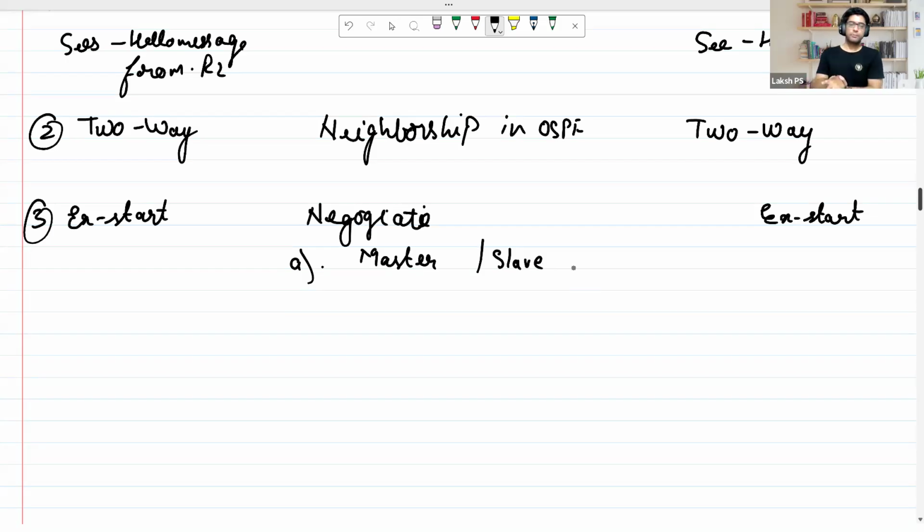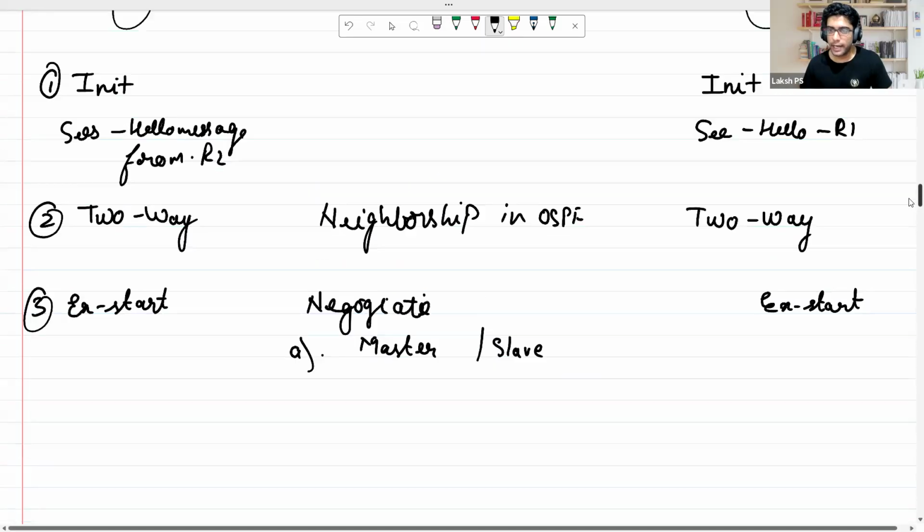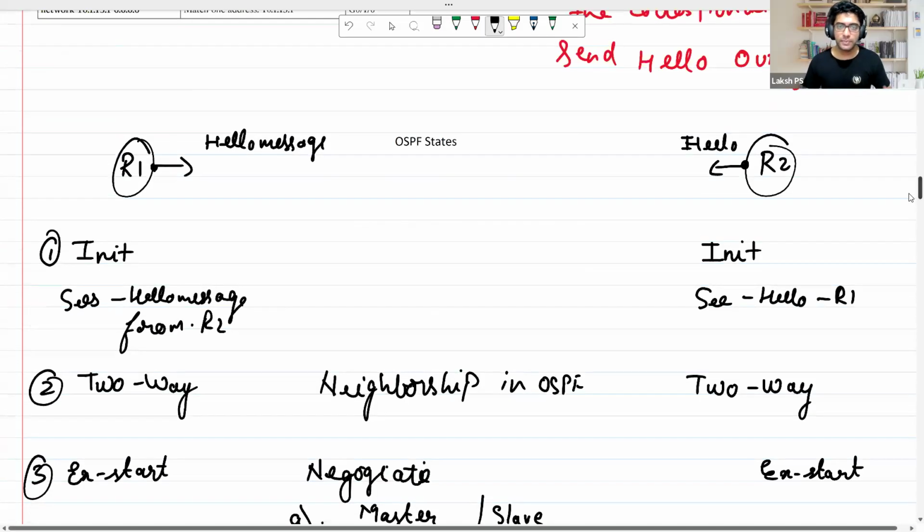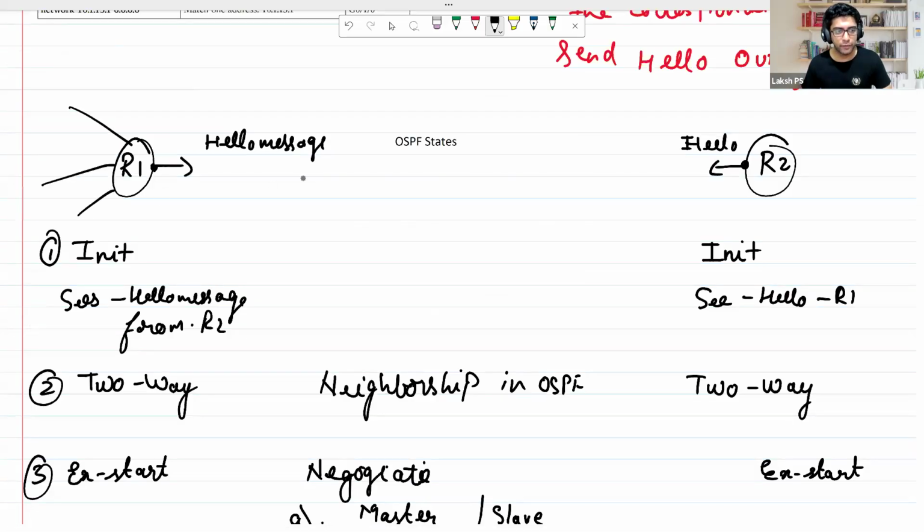Now, what is the concept of master and slave? As I said, in a link state protocol, OSPF is a link state protocol, right? So R1 here, let's imagine R1 is connected to different links. R2 is also connected to different links. Now R1 will be sharing the information of these links to R2 and vice versa, meaning R2 is also going to share these link information with R1, right?